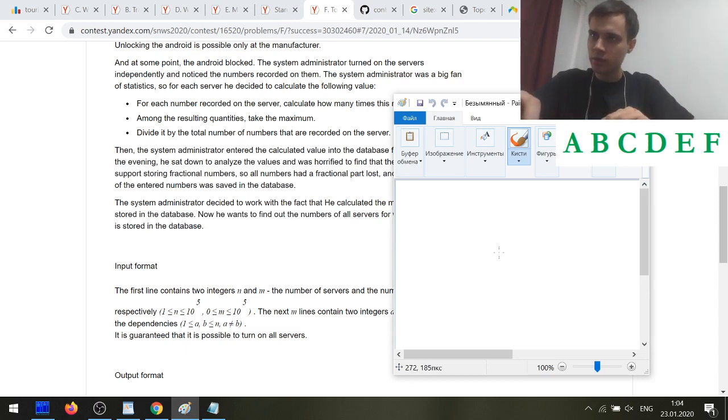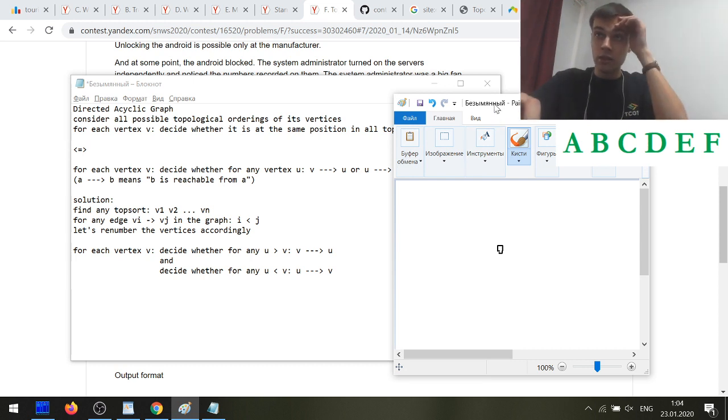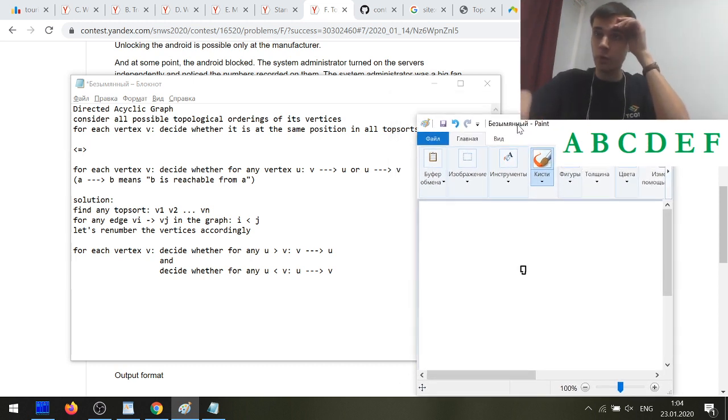Anyway, so in this problem we had, yeah, so here's the thing. So we have a vertex V, and then we have some vertices to the left and some vertices to the right.